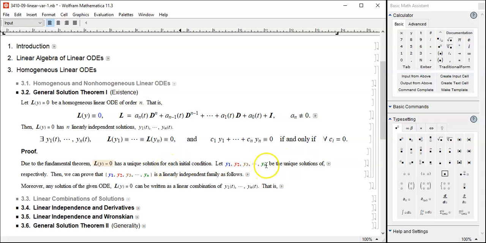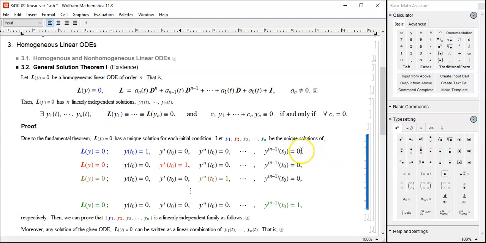All right, y1, y2, y3, all the way over to yn are the unique solutions of, okay, here's the punchline. y1 is the unique solution of this initial value problem. The ODE, and look at the initial condition here. y of t0 is 1, and all the derivatives, y prime of t0, y double prime, y triple prime, all those derivatives are 0.